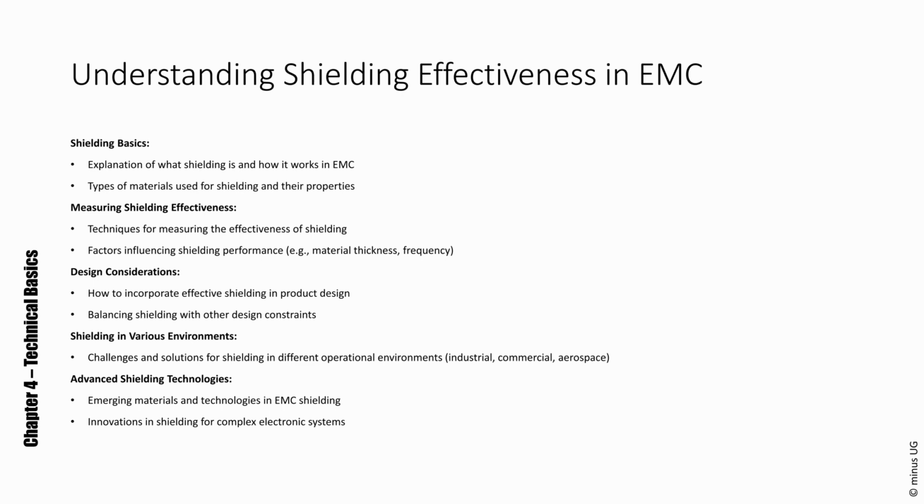Design considerations. Incorporating effective shielding in product design involves considering not only the electromagnetic compatibility, but also factors like weight, cost, thermal management, and ease of manufacturing. The shield should be designed to cover sensitive parts of the circuitry without interfering with the device's functionality. This often requires a balance between achieving adequate EMC performance and meeting other design constraints such as size and aesthetics.